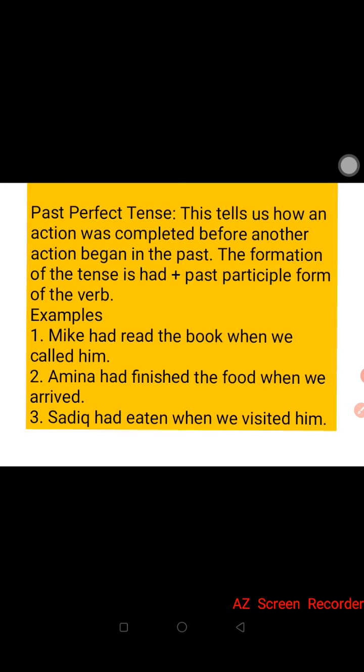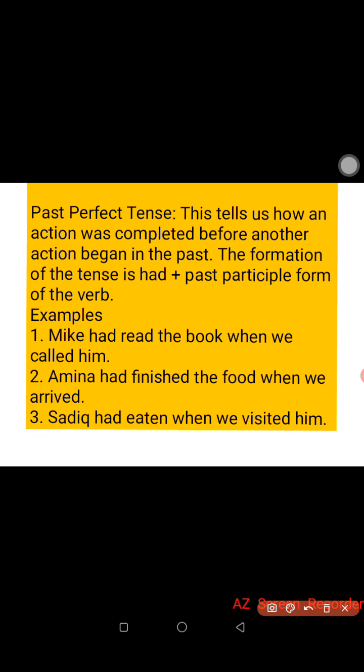Past perfect tense. The past perfect tense tells us how an action was completed before another action began in the past. The formation of the tense is had plus the past participle form of the verb.